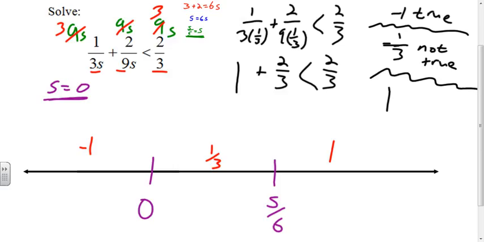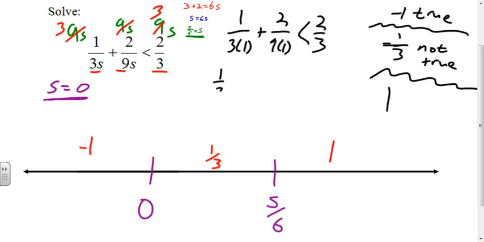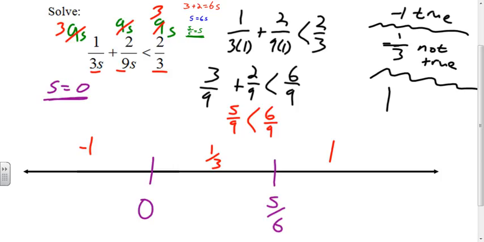So 1/3 is not true. And the last one we need to check is 1. So let's set that all up. 1 over 3 times 1 plus 2 over 9 times 1 is less than 2/3. 1/3 plus 2/9 is less than 2/3. Well, we're going to have to change all of these into ninths just so that they all fit. So 1/3 becomes 3/9. 2/3 becomes 6/9. 3 plus 2 is 5/9 over here. 5/9 is less than 6/9. Well, that is true. So 1 actually makes a true statement.